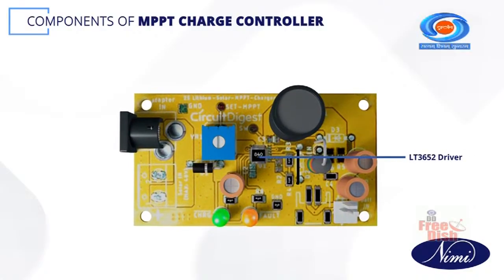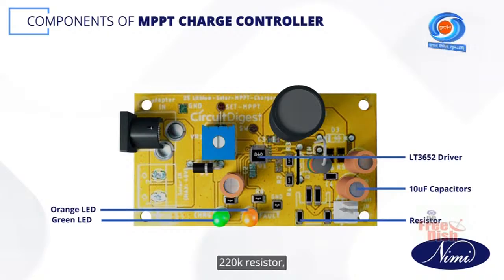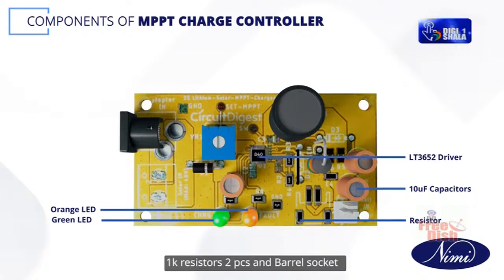LT3652 driver, capacitors 2 pieces, green LED, orange LED, 220K resistor, 330K resistor, 200K resistor, 68 uH inductor, 1 uF capacitor, 100 uF capacitor 2 pieces, battery 7.4V, 1K resistors 2 pieces and barrel socket.